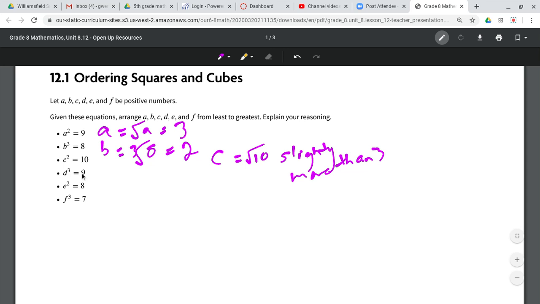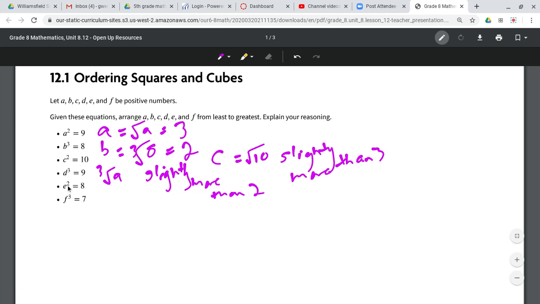So we're taking the third root of 9. Now, 9 is not a perfect cube. 8 was a perfect cube, and it gave us 2. So if we take the cube root of 9, we're going to be a little bit more than 2. So D is slightly more than 2.